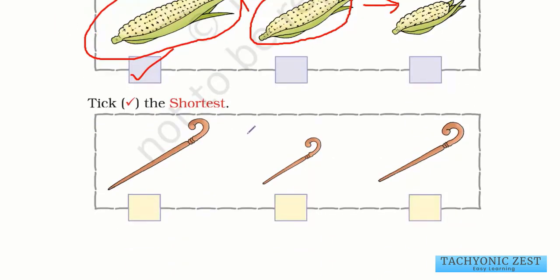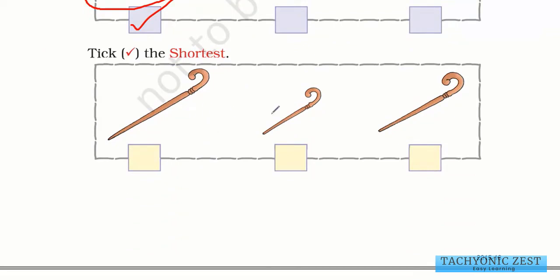Let us see the next one. These are a few umbrella sticks which are here. Out of these 3 sticks, we have to take the shortest. The shortest stick will be the shortest in size. The one that is shortest in size in all these 3 is this one. So this one is the right answer, and we will take this one.